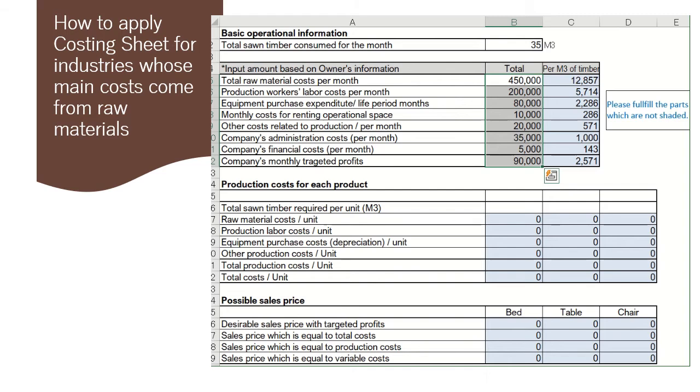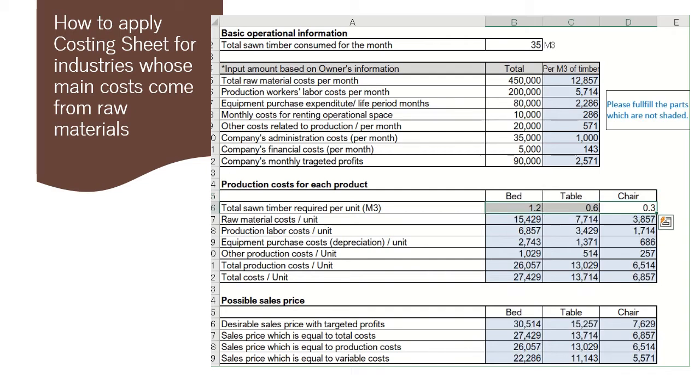Then, these costs can be allocated to each of the different products. When the company's main products are bed, table, and chair, and 1.2 cubic meters of sawn timber is required to produce each bed, 0.6 cubic meter for each table, and 0.3 cubic meter for each chair, we can estimate the cost for each product and calculate the possible price as presented. In this case, to achieve the company's target monthly profit, 90,000 birr, the unit sale price of beds shall be approximately 30,500 birr.